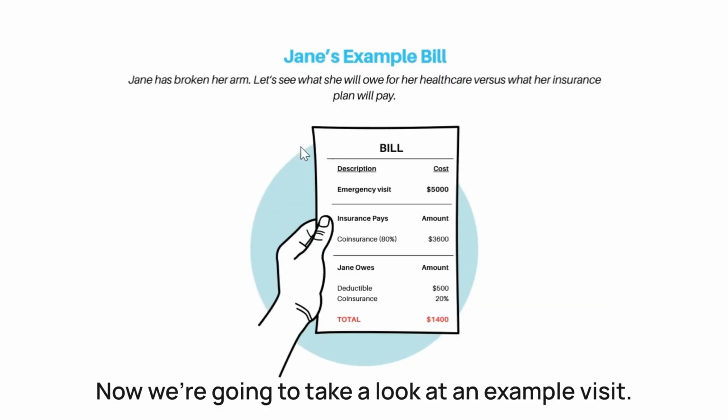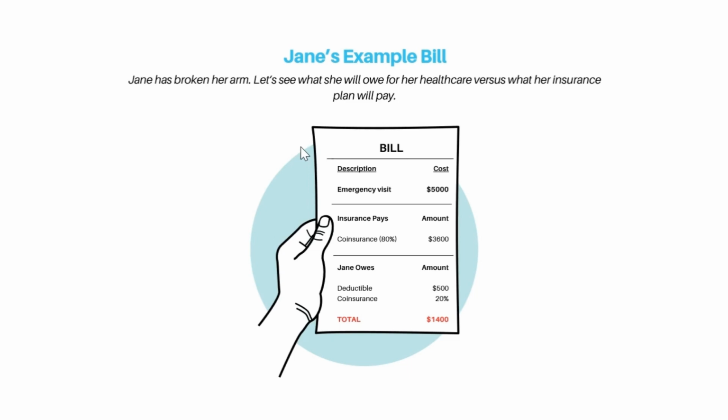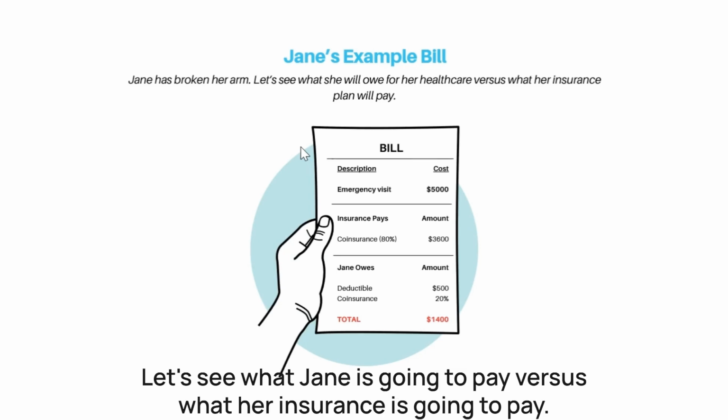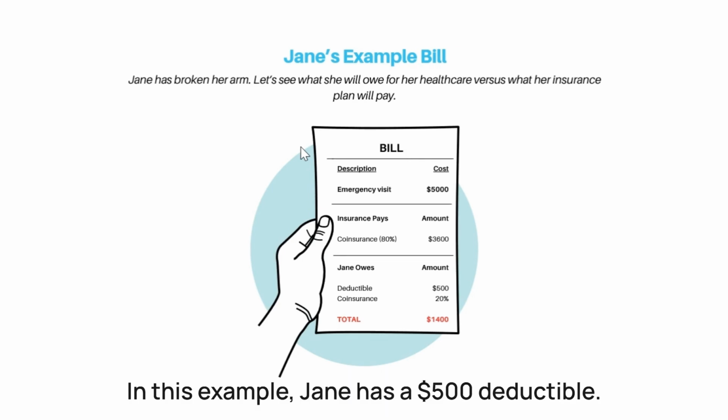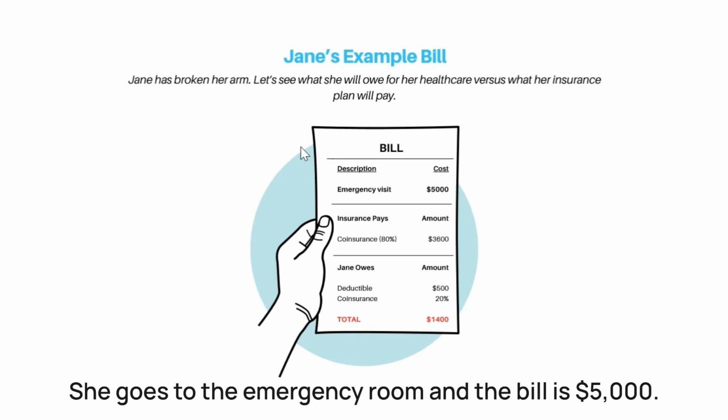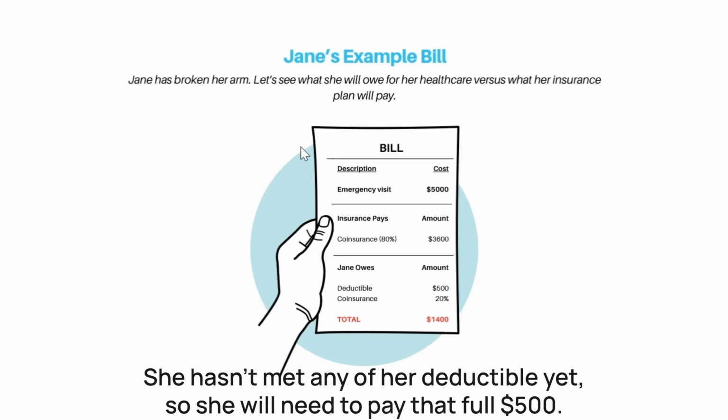Now we're going to take a look at an example visit. Jane broke her arm. She had to have an emergency visit. Let's see what Jane is going to pay versus what her insurance is going to pay. In this example, Jane has $500 deductible. She goes to the emergency room and the bill is $5,000. She hasn't met any of her deductible yet, so she will need to pay that full $500.